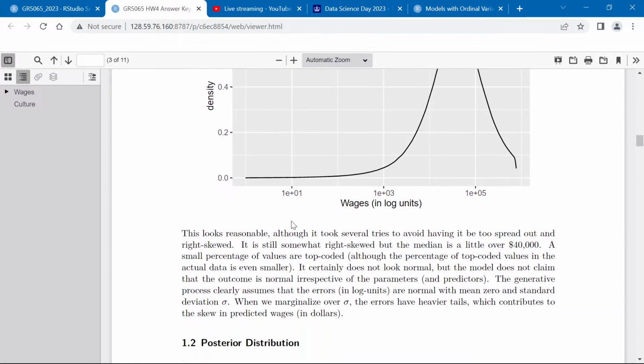And that's the assumption being invoked here. But even then, that's not exactly it, because what's being assumed in the generative model is that the errors are normal with mean zero and standard deviation sigma. If we marginalize over sigma as well as everything else, the errors are going to have heavier tails. When you anti-log the thing, it's going to get more skewed. So the generative model implies the outcome that we see here is very much not normal, even though it clearly assumed the errors to be normal conditional on sigma. Questions?